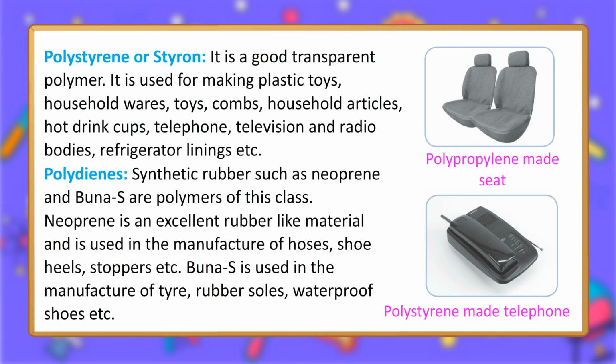Synthetic rubber such as neoprene and Buna are polymers of this class. Neoprene is an excellent rubber-like material and is used in the manufacture of hoses, shoe heels, stoppers, etc. Buna is used in the manufacture of tires, rubber soles, waterproof shoes, etc. Polystyrene-made telephone.